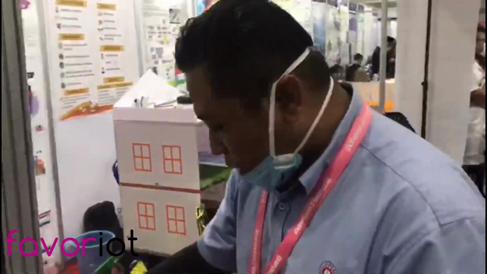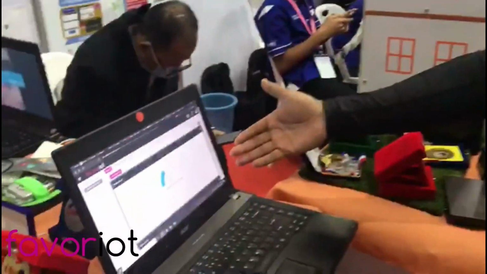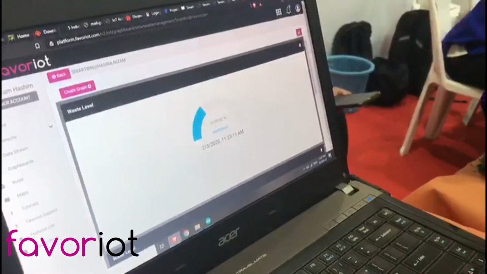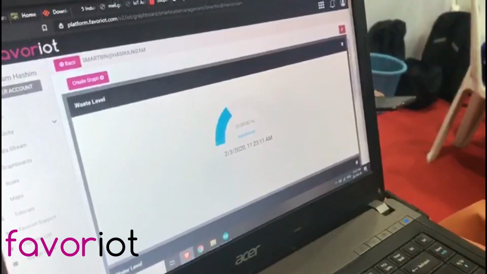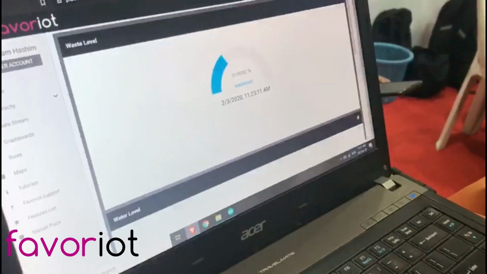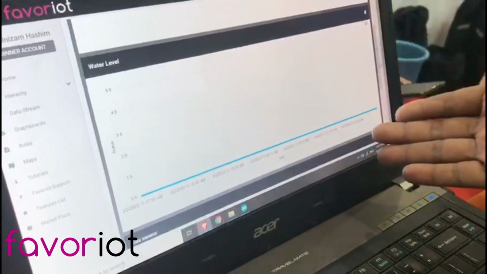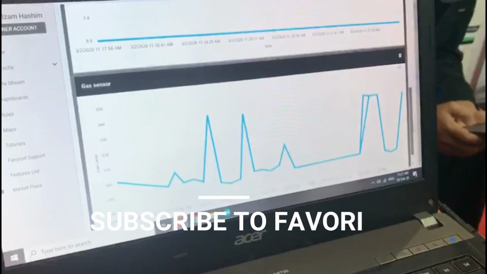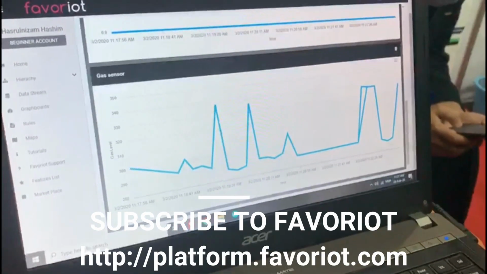Now, for this smart bin, we are using Favoriot to monitor the data. This is the waste level of the smart bin, and we can also see the percentage of the level of waste inside the smart bin. We can also monitor the status of the water level inside the smart bin. And the last one, we can also monitor the gas sensor inside this smart bin.